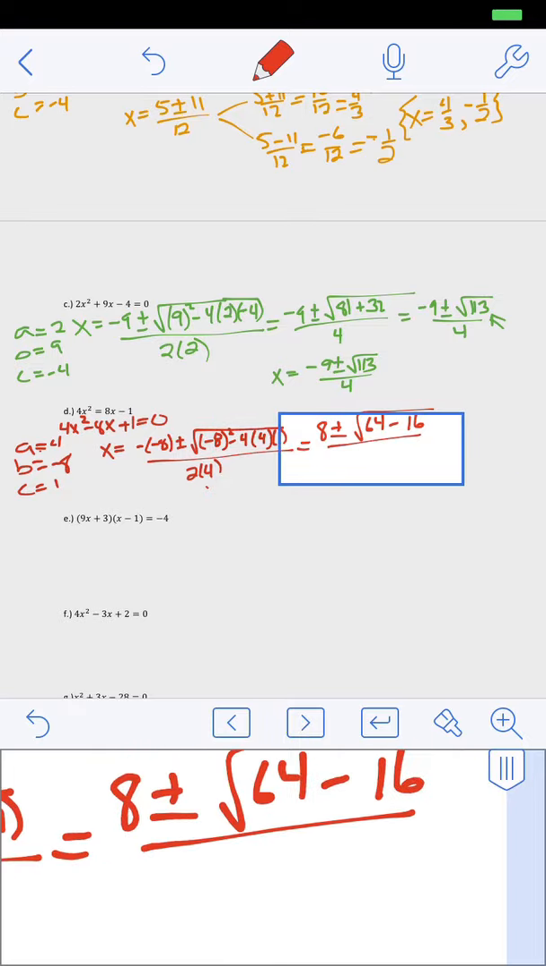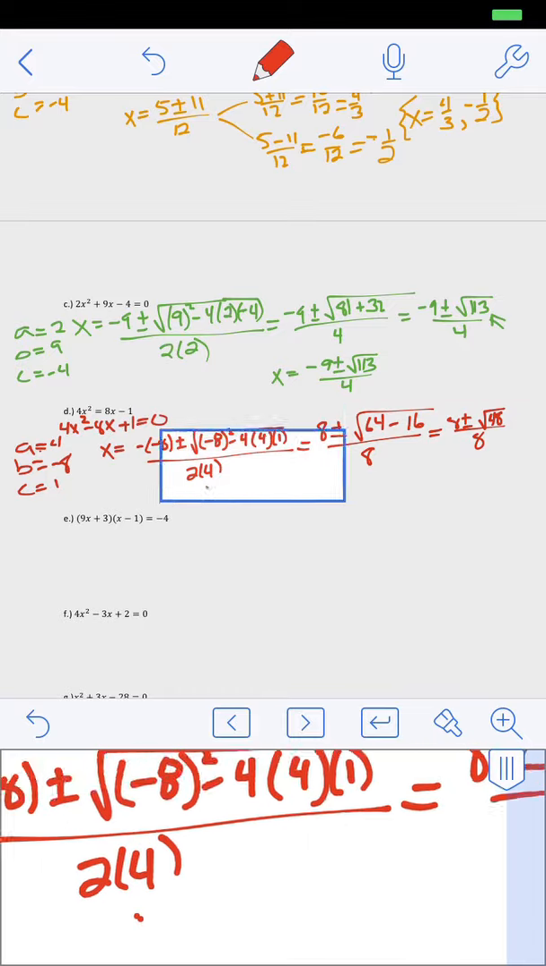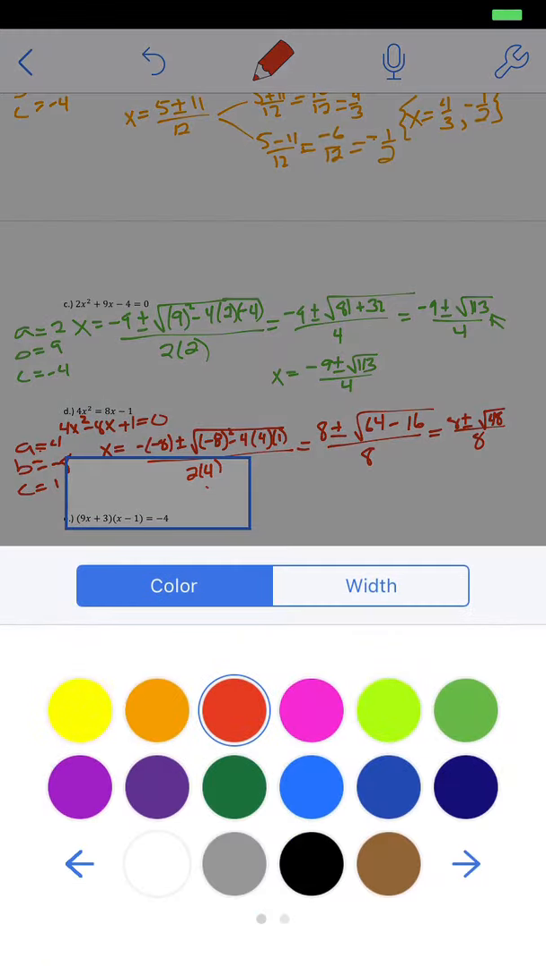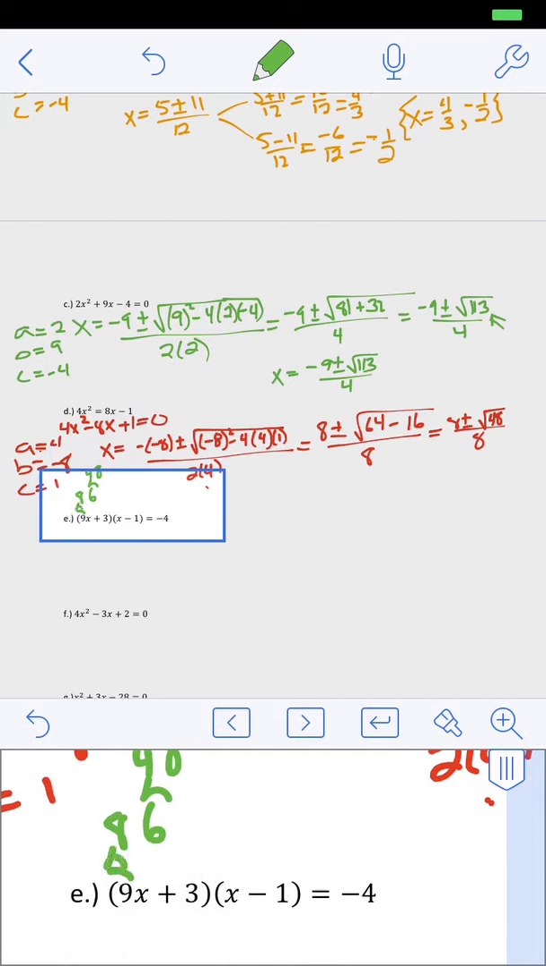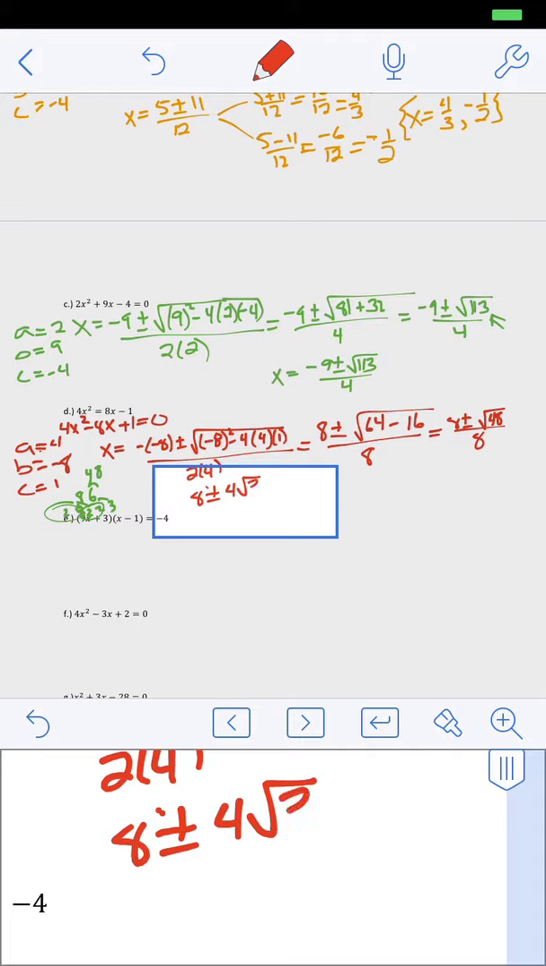Now, 48 is not a perfect square, but it is reducible, so I can do that over here in a little mini section. 48 goes into 8 and 6. That's 2 and 2 and 2. And that's 2 and 3. So I've got 2 pairs of 2's. Looks like it's 4 root 3. So I've got 8 plus or minus 4 root 3 over 8.